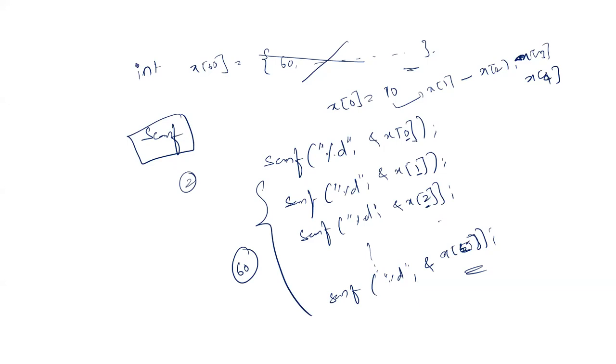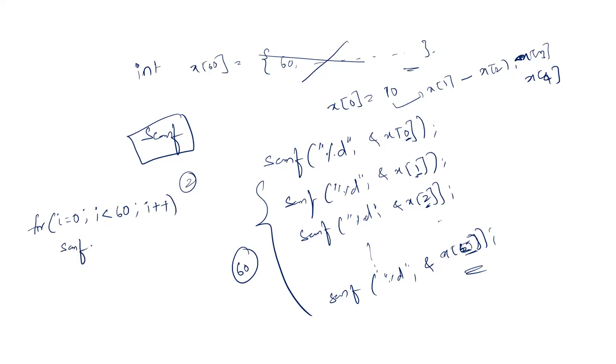scanf percent d ampersand x of 0, scanf percent d ampersand x of 1, scanf percent d ampersand x of 2, scanf percent d ampersand x of 3, and so on, up to 59. So we are only changing the value here, and we iterate it. For iterating, we use a for loop. Where should i start? 0. Yes, 0. And where should it end? 60. So I am writing less than 60, so 59 is the last value. i plus plus, it has to be incremented one value at a time.